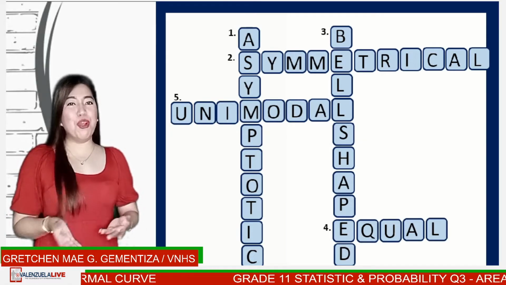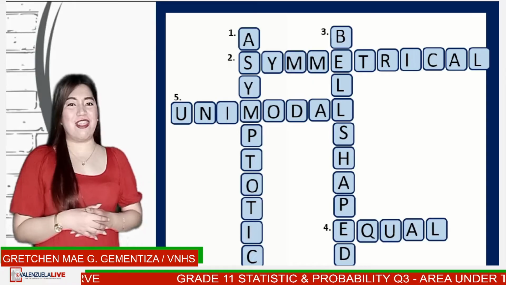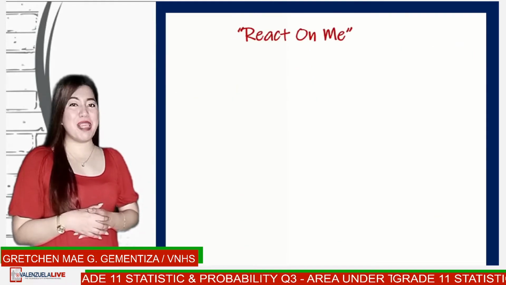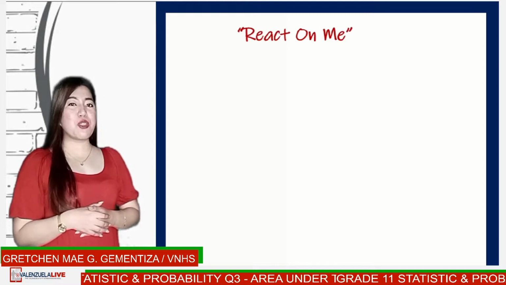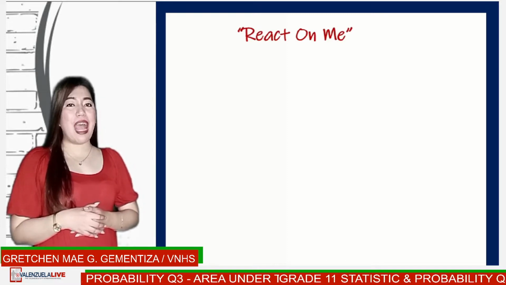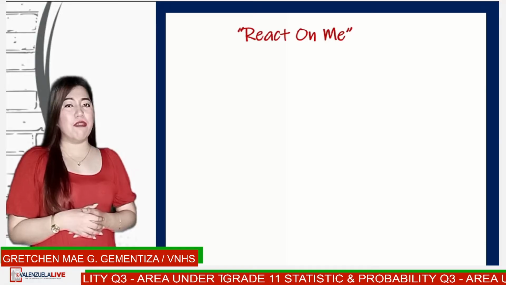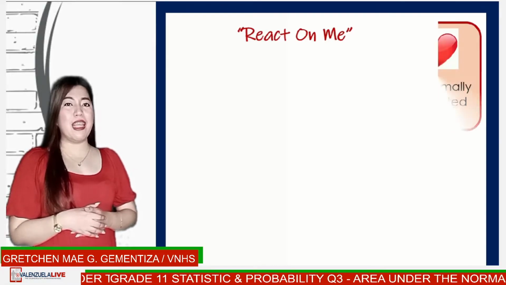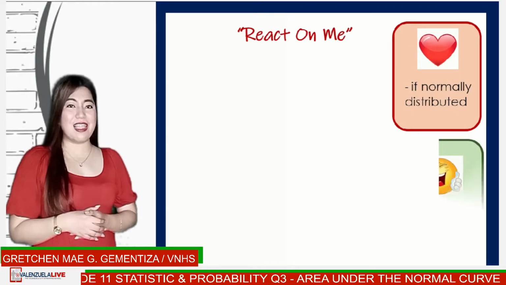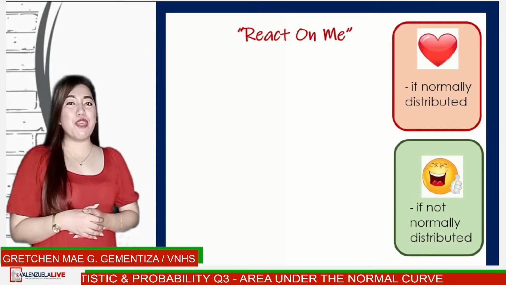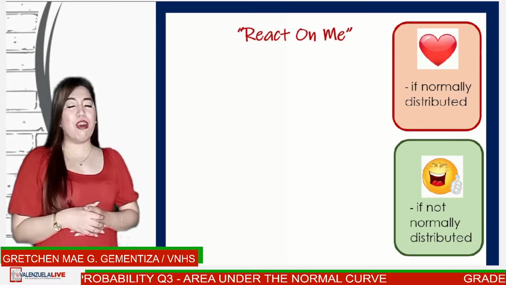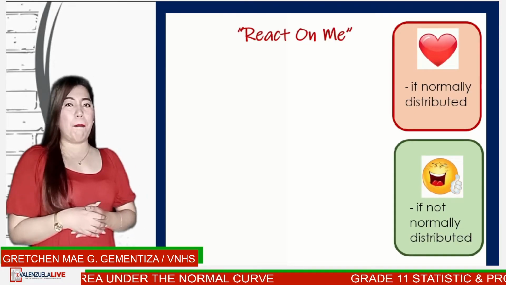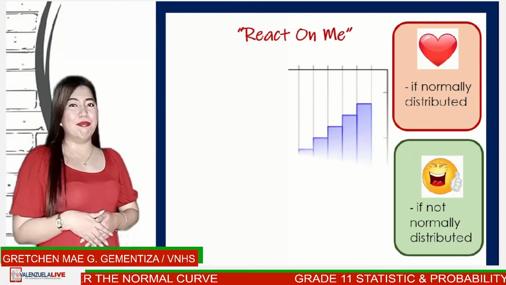Let us now move to the next part of our lesson. This time, you are going to react to me. I will show a picture, then you will react with a heart if the graph is normally distributed, and a laughing emoji or haha if it is not. I will give you 5 seconds to think of your answer. Are you ready? Let's start. First picture.